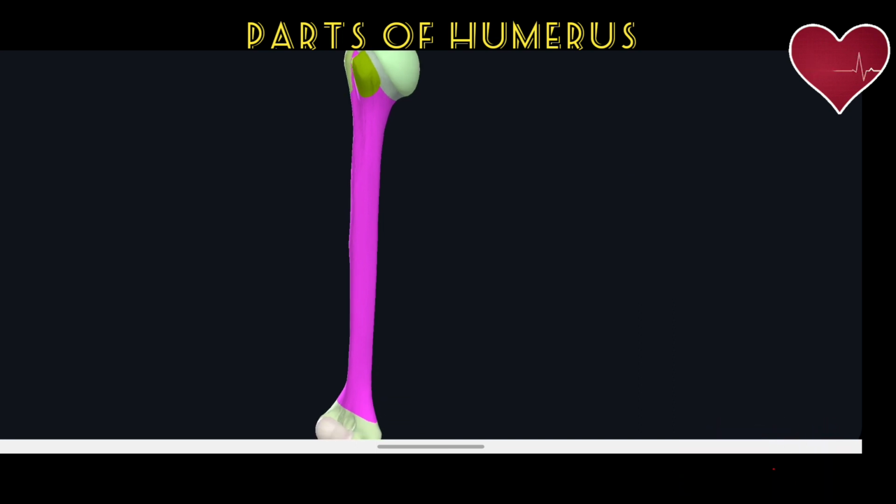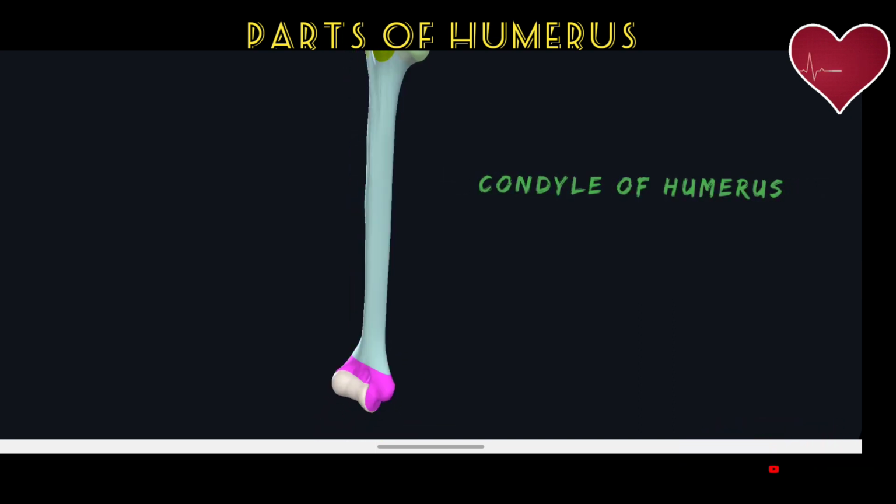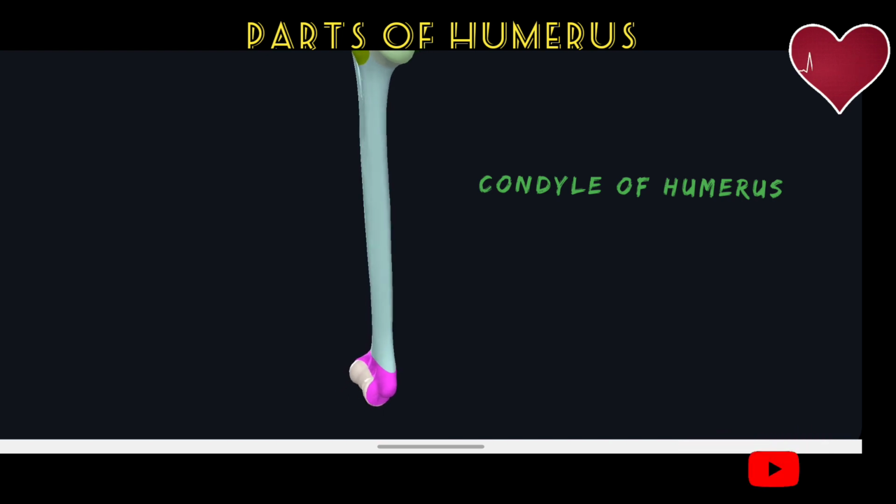And next, the condyle of the humerus. The condyle of the humerus is the broad distal end of the bone. It is continuous superiorly with the body of the humerus and contains articular and non-articular areas. The articular area includes the trochlea and capitulum. The non-articular area includes the medial and lateral epicondyle of the humerus.